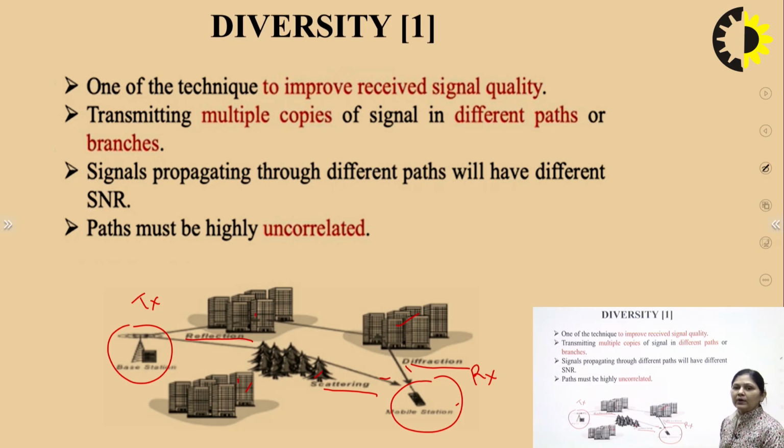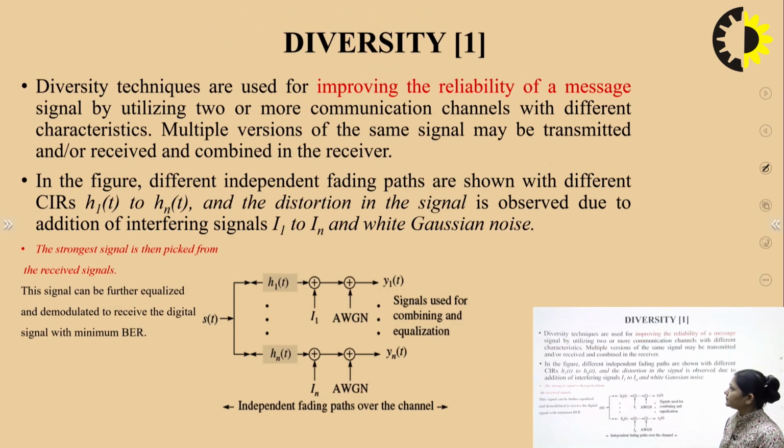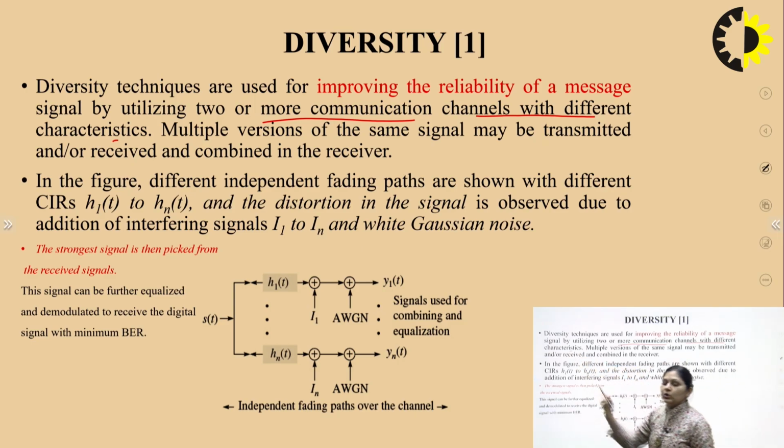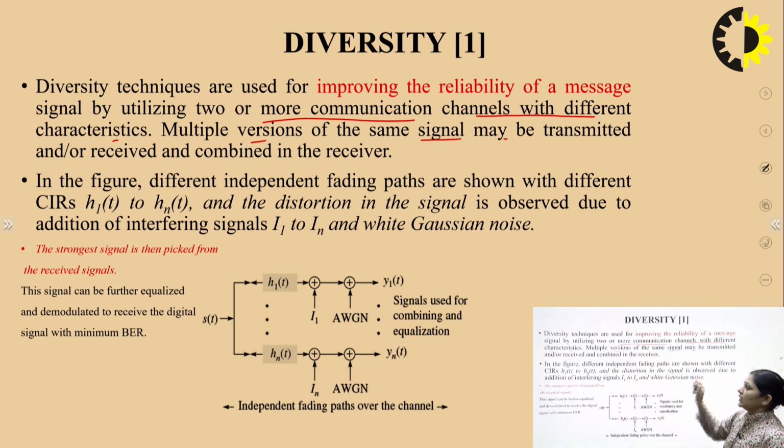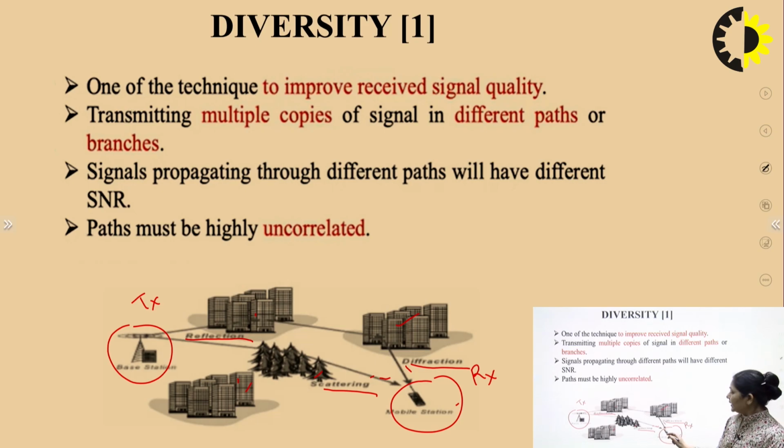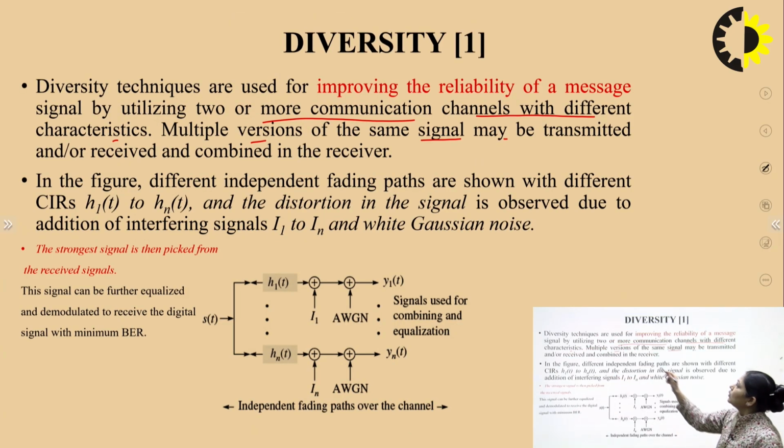Now to improve the quality of the received signal, we will be using the diversity technique. Diversity techniques are used for improving the reliability of a message signal by utilizing two or more communication channels with different characteristics. As we have seen in the last slide, at the receiver we are getting multiple copies of the same signal. So here also, multiple versions of the same signal may be transmitted and or received and combined in the receiver.